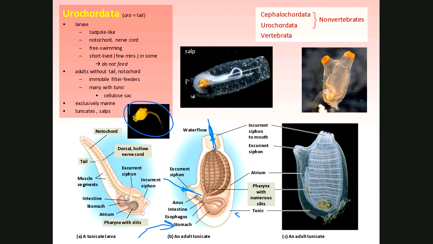The adults are sessile, right? Immobile filter feeders. Only in the ocean. You only find them in the ocean. Tunicates, they come in all kinds of different colors and bizarre arrangement. Here's another tunicate. This is a salp. A salp is a member of this group.